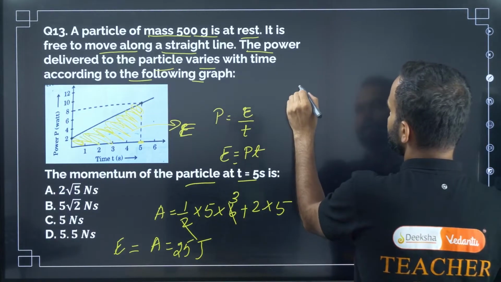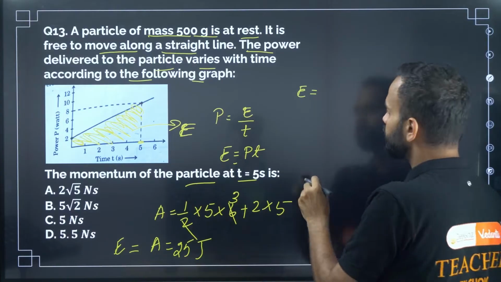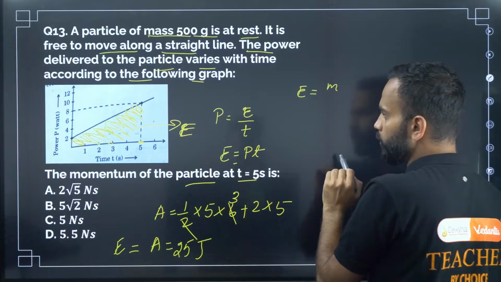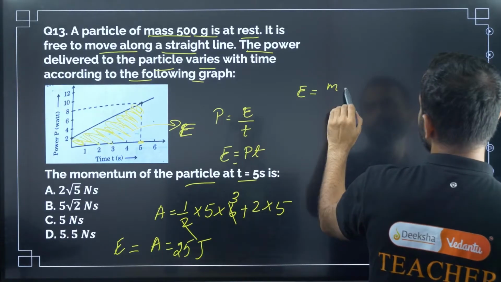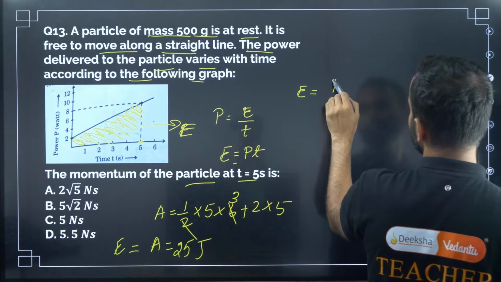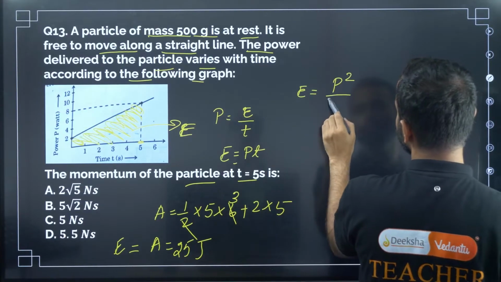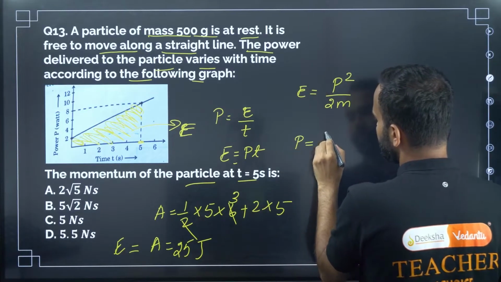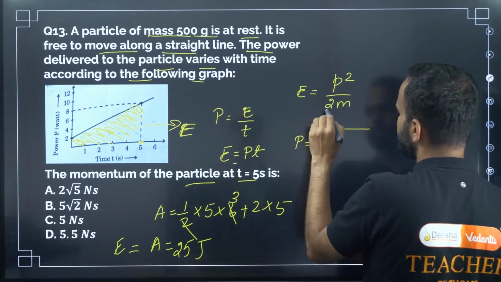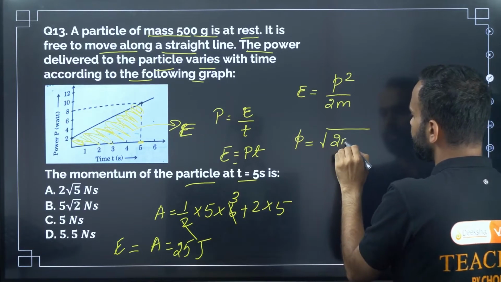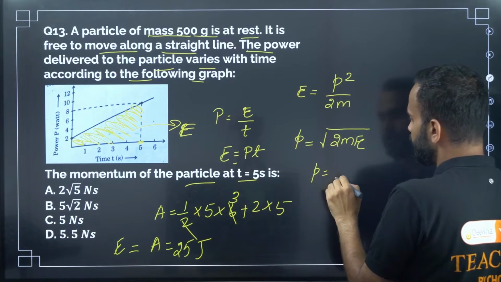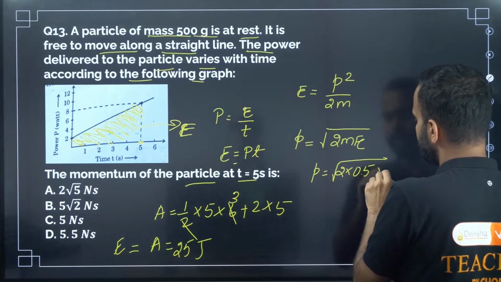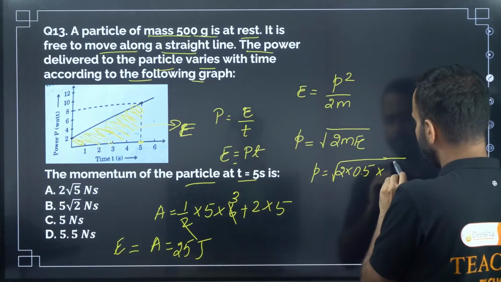We know that energy E equals mv square by 2, or we can write it as p square by 2m, where p is momentum. Momentum squared divided by 2m, right? So momentum p is equal to the root of 2mE. So p equals root of 2 into m, which is 0.5 kg, into E, which is 25.